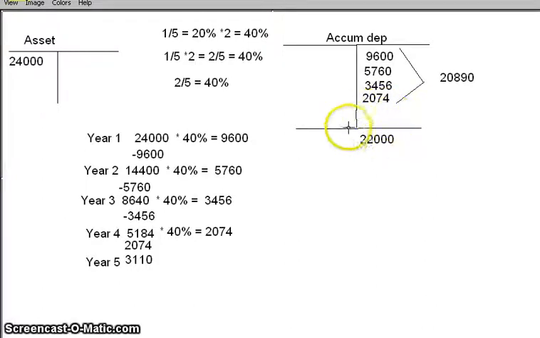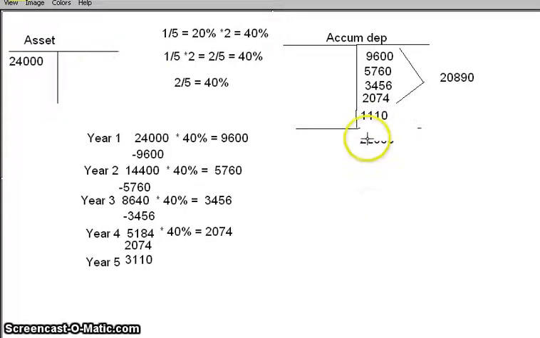So what I need to do is calculate 22,000, the amount I want it to be, minus 20,890, and I'm going to basically plug the value for the final year. 22,000 minus 20,890 is 1,110. In my final year, I'm going to force the value to be what I want it to be.